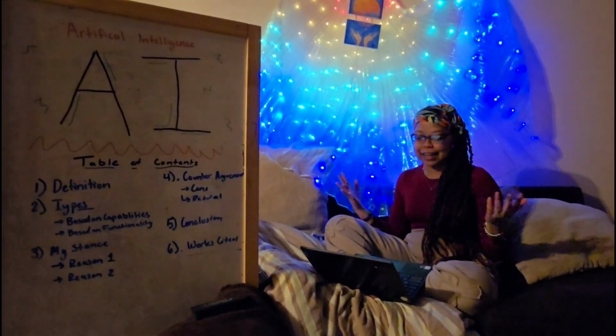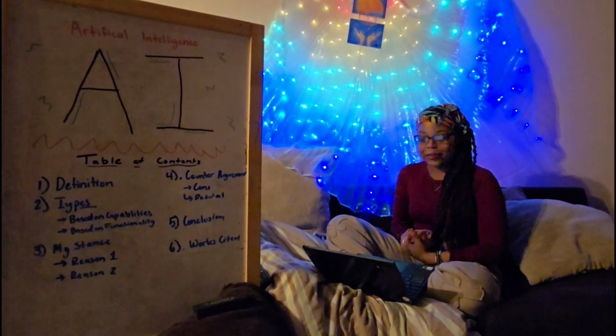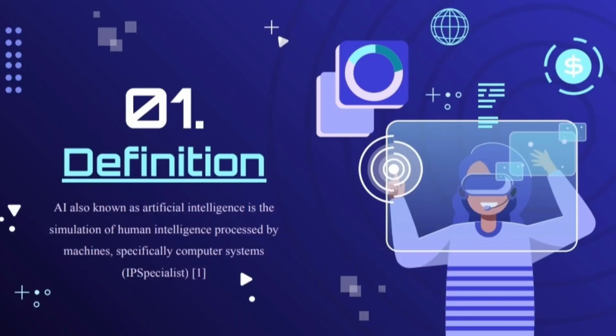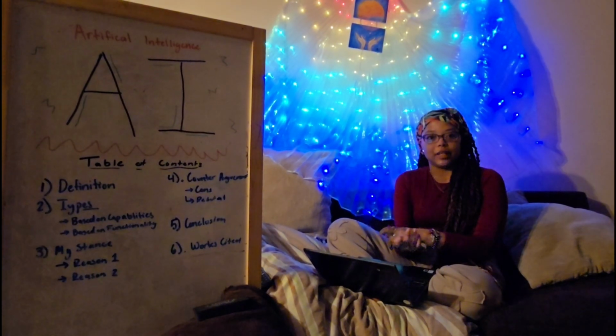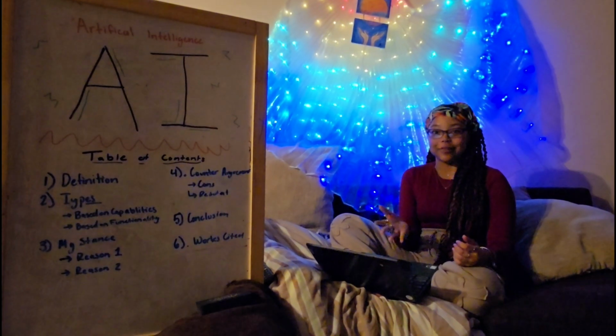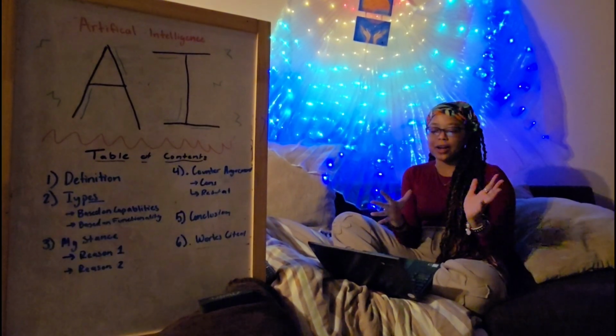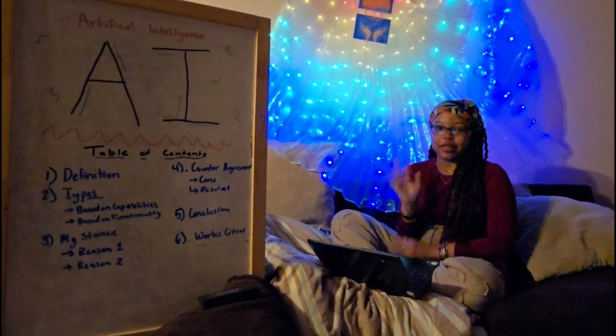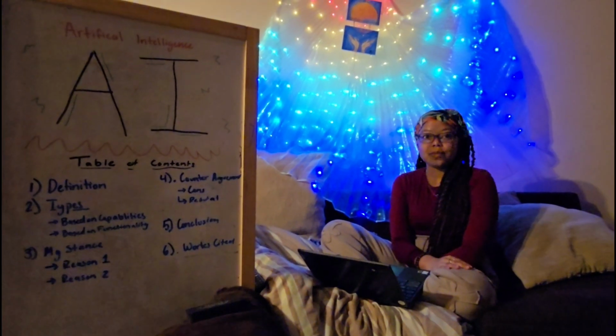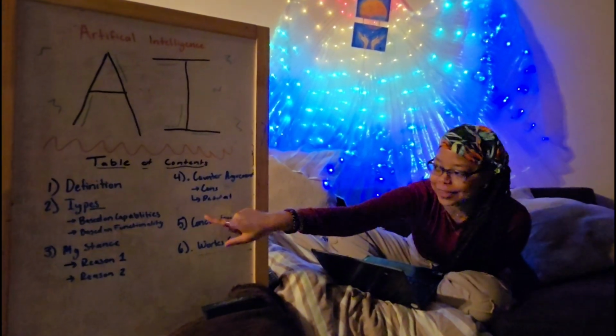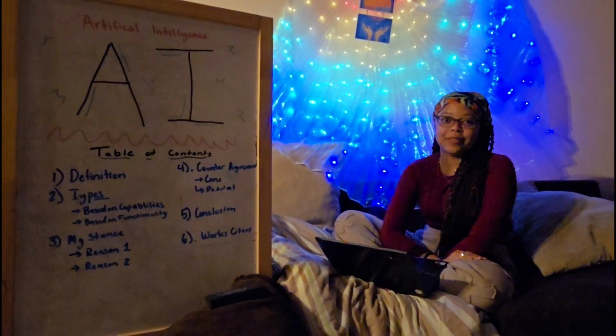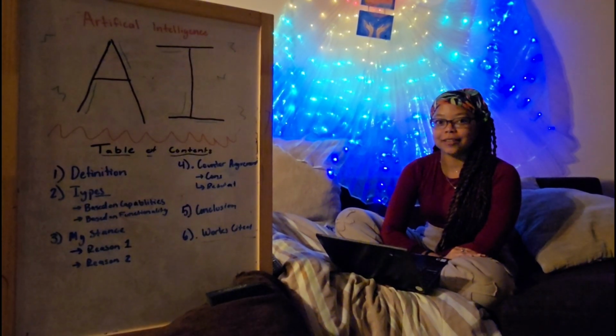What is AI? Well, AI, or artificial intelligence, is the simulation of human intelligence processed by machines, specifically computer systems, because we're talking about it in computer science. There's a lot of confusion about the different types of AI, so I'm going to give you a brief overview of 7 types of AI. These 7 types of AI are found by, if you would look at the board here, based on the capabilities of the AI and the functionality of the AI.